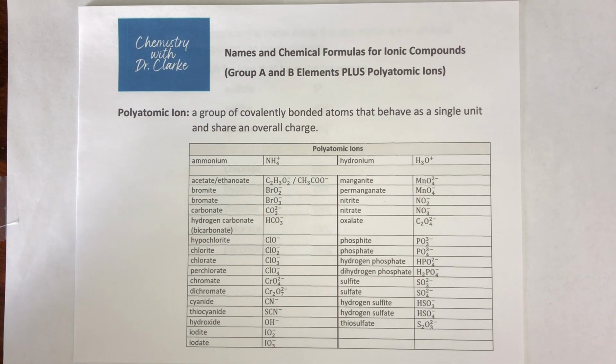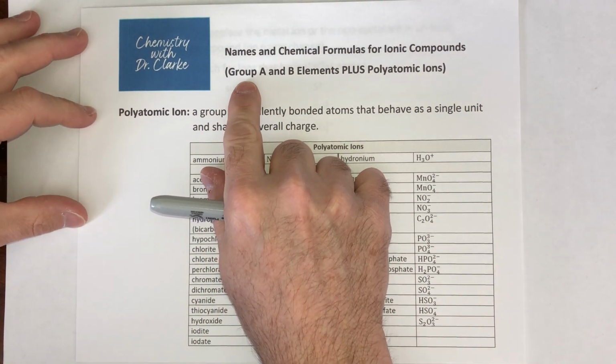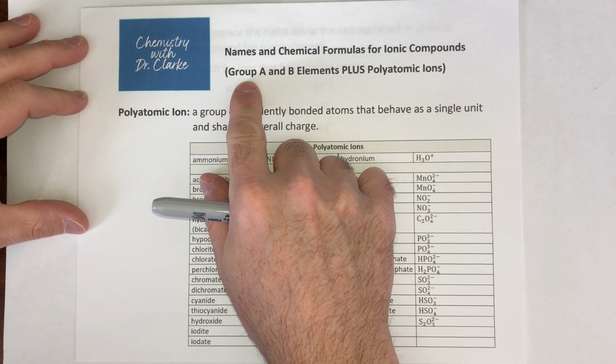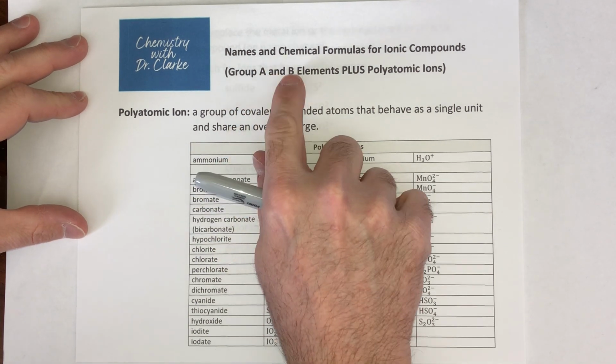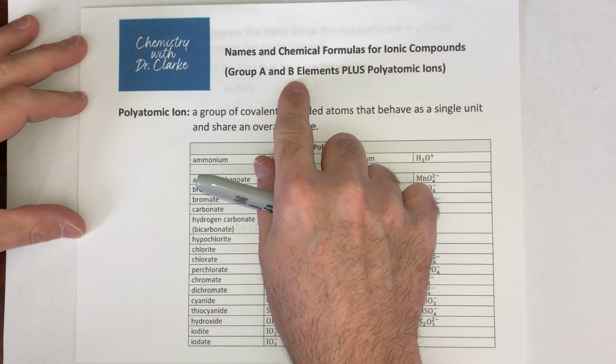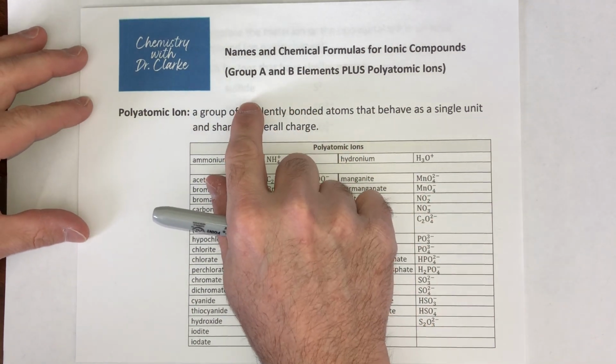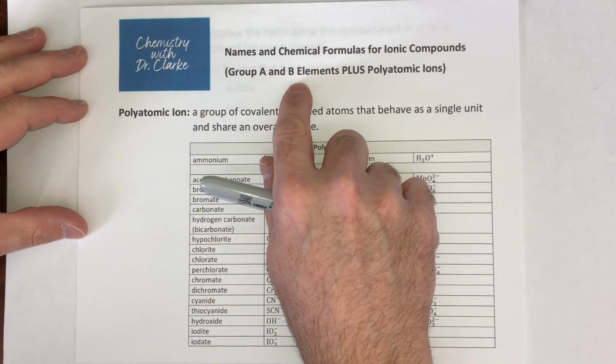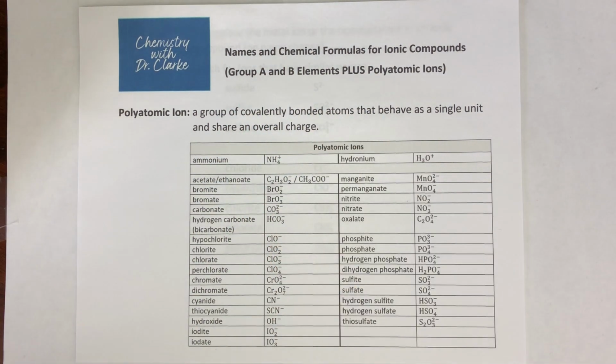In this video, I would like to talk about writing the names and chemical formulas for ionic compounds. This is the third video in a three-part series that covers naming and formulas for ionic compounds. In the first video, I talked about how you would name or write the formula for only group A elements. Then we expanded it and talked about group A and group B. And in the final one, we'll expand it again and talk about what happens if you have group A elements, group B elements, and some polyatomic ions.